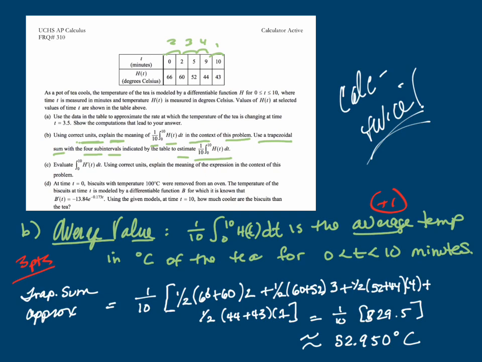And does that make sense? Always go back and look up. And it's definitely going down, but 52 could be right in the middle of the average. So this answer does make sense. So let's see how you got your other 2 points. There was another point for doing a trapezoidal sum. So writing it out gets you a point. Do not just punch it in the calculator. And 1 point for the correct answer. So those were your 3 points for part B.